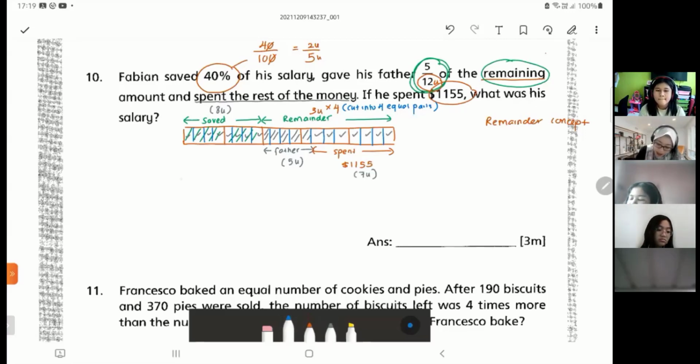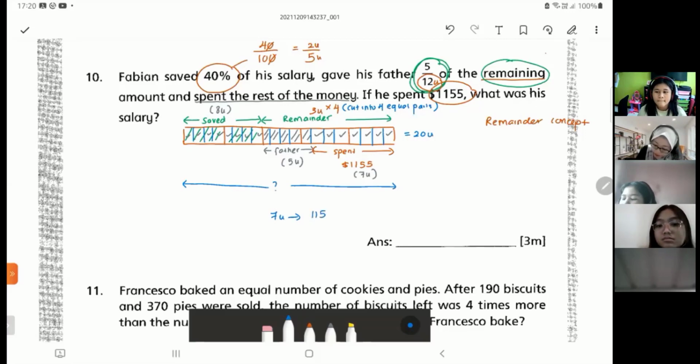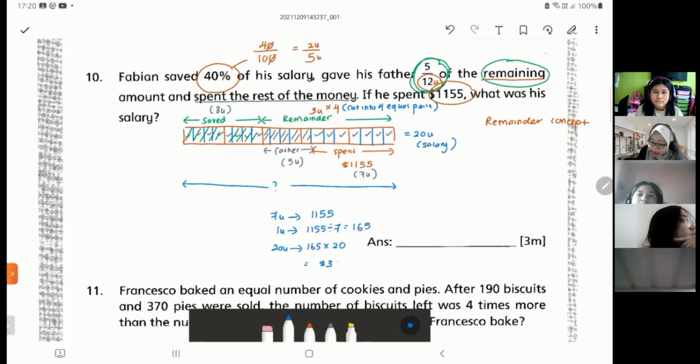What was the salary? Means I want to find the whole thing. If you count all the parts, you know that there are 20 units in all. 20 parts means 20 units. Okay, now we start. 7 units represent 1155. 1 unit will be 1155 divided by 7, and I get 165. I want to find my whole salary, which is my 20 units. 20 units is 165 times 20, and I get $3,300. That is my answer. Okay.